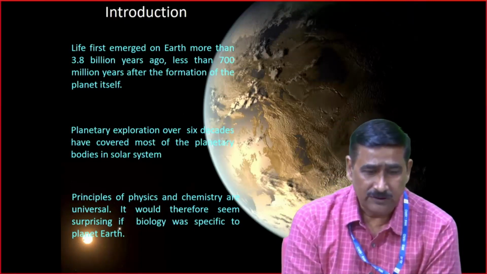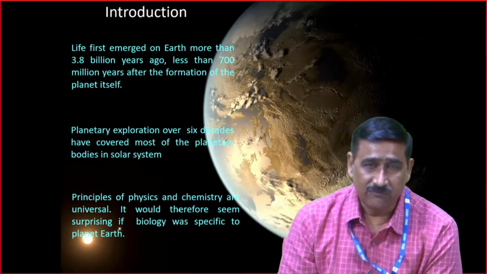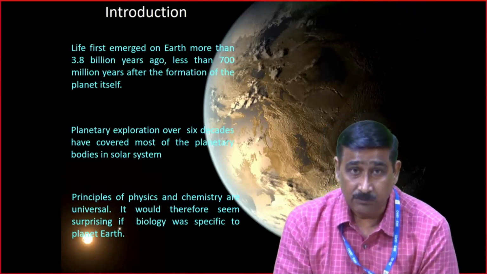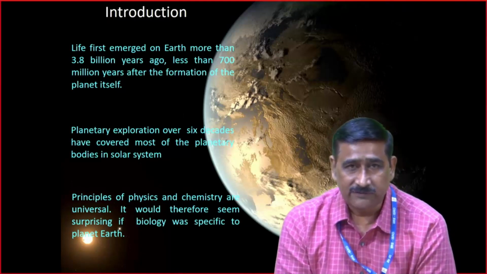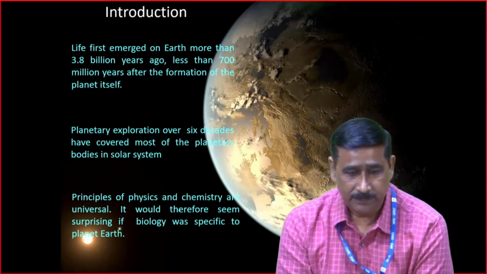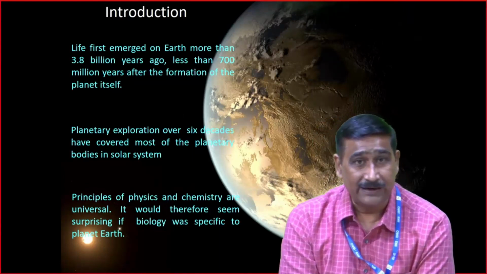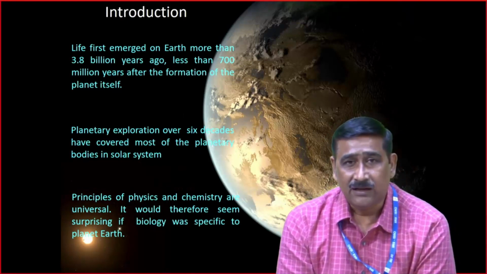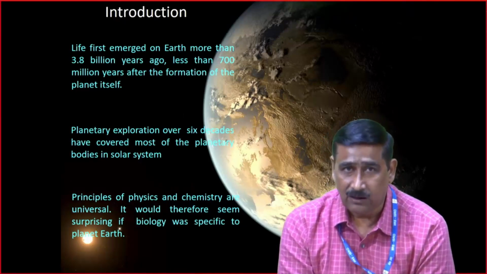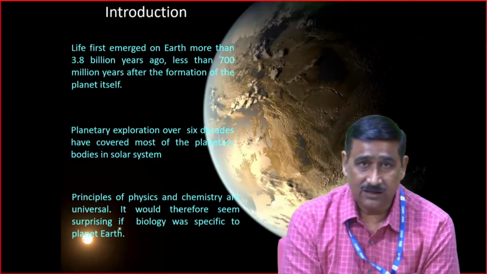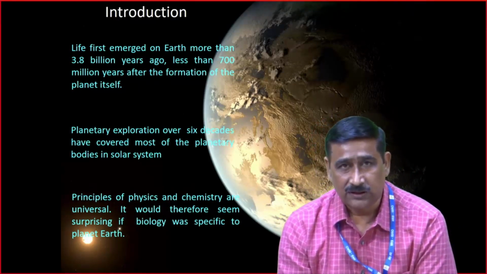So the question comes: the principles of physics and chemistry are universal. We see that planets are evolving, we see their gaseous composition. So the laws of physics and chemistry are universal, on Earth and other planetary systems. It would therefore seem surprising if biology was specific to planet Earth. So why has this particular life, which only exists on Earth, not been discovered by now on other planets, although there are indications? So we are going to deal with this particular question in this lecture.